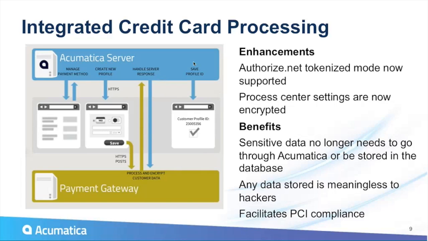So we now support a new credit card processing mode called tokenized mode. All the information that is sensitive, such as credit card number, CVV code, expiration date, never touches the server. It goes directly through the web browser and is stored on the authorize.net server only. So the only information that is stored inside Acumatica is a string of numbers that is completely meaningless and useless to hackers. So this makes the application far less vulnerable, and it facilitates the PCI compliance requirements. So I'm going to demonstrate that to you right now.